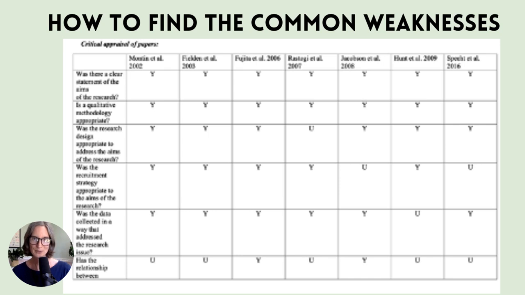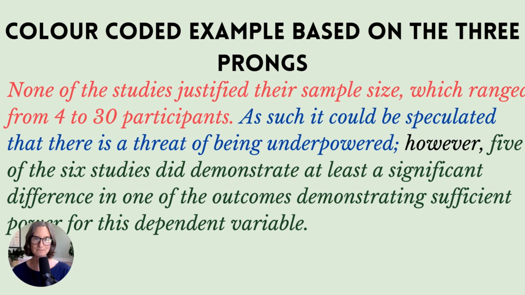So in terms of the first one, how to find those common weaknesses, you will have your table that will have your critical appraisal study qualities included in it. What all you have to do is you just have to look across the table and find actually, okay, where have I got lots of no's or where have I got lots of unable to determines? Because those are going to be the points that you will draw out to write up for your methodological quality. So go back, have a look at your tables and find the common weaknesses.